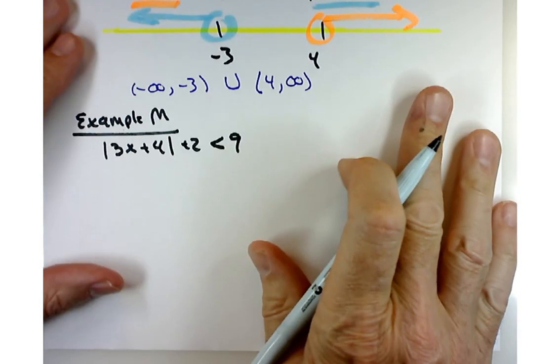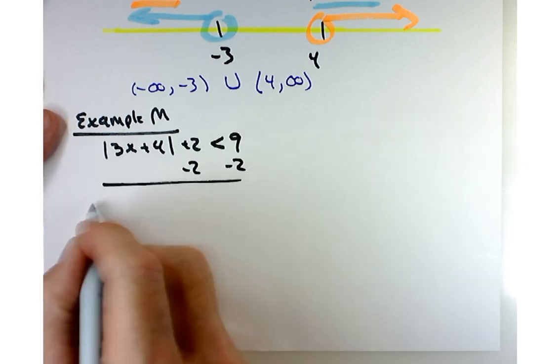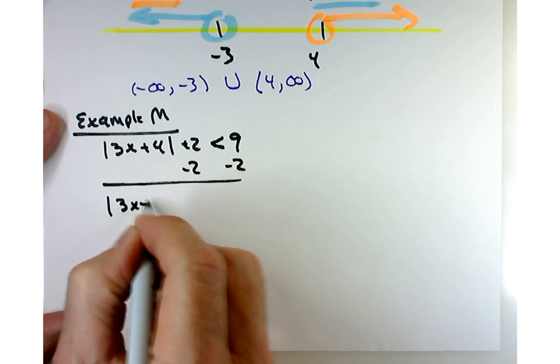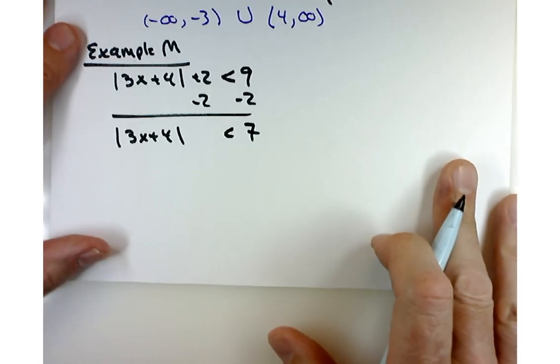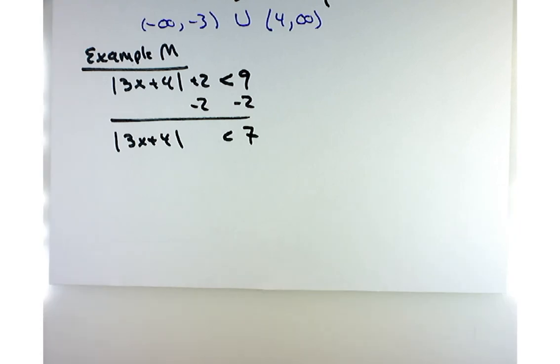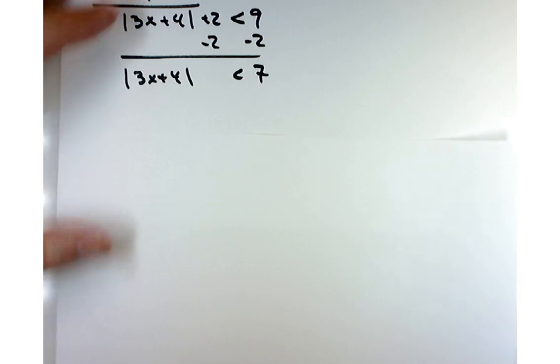Let's get rid of the +2. Yeah, let's get rid of that +2. So I get the absolute value of 3x plus 4 is less than 7. Nice. Now I'm free to set up my positive case and a negative case. So let's continue. And let's see.